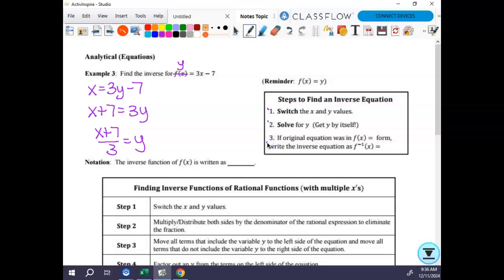Step 3, it was in the form of f of x, so this becomes f inverse of x, and that equals x plus 7 over 3. You do not even have to simplify it at all. Then the inverse function of f of x is written as f inverse of x. So that's your notation. It's not f to the negative 1 power. It looks like it, but it's not. Okay? We all good? All right.